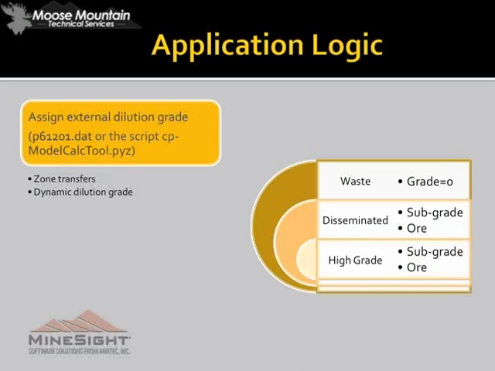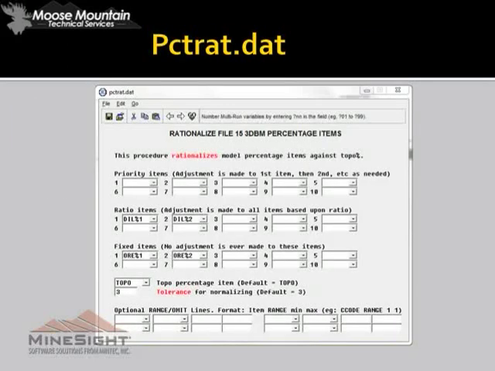Disseminated becomes the dilution grade for high grade. Waste becomes the dilution grade for disseminated. PCT RAT, I mentioned that for rationalizing back so that we never have more than 100% material in the block. And what was the outcome?